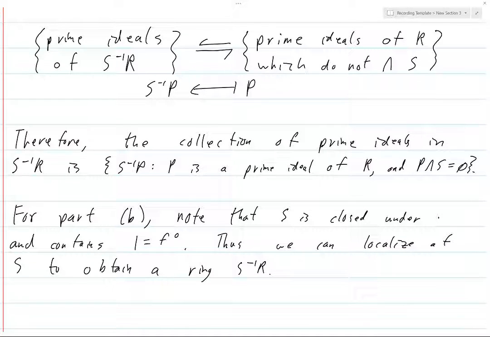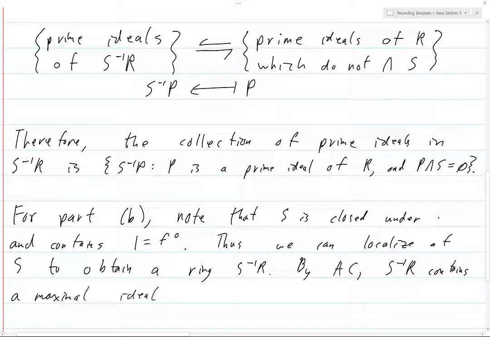And this gives us a ring S inverse R. Now, by the axiom of choice, S inverse R contains a maximal ideal P.